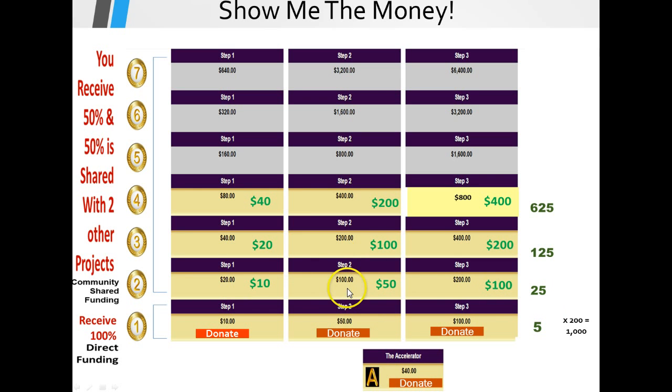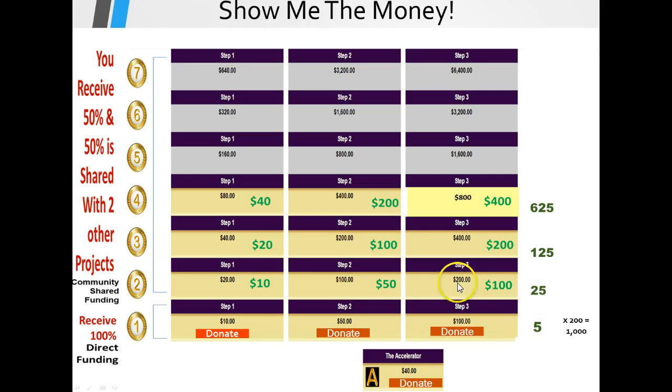Next, you're going to step up to the second step, in which you will donate $100 to the project on the second floor before you in order to receive 50% of that, or $50 from these 25 projects. So you can do the math on that, which would be 25 times 50. Let's go ahead and do that. 25 times 50 equals $1,250, and that's pretty good. Next, you're going to step up to the third step. You're going to donate $200 to the project on the second floor before you in order to receive half of that, or $100 from these 25 projects. And of course, 100 times 25 is $2,500.